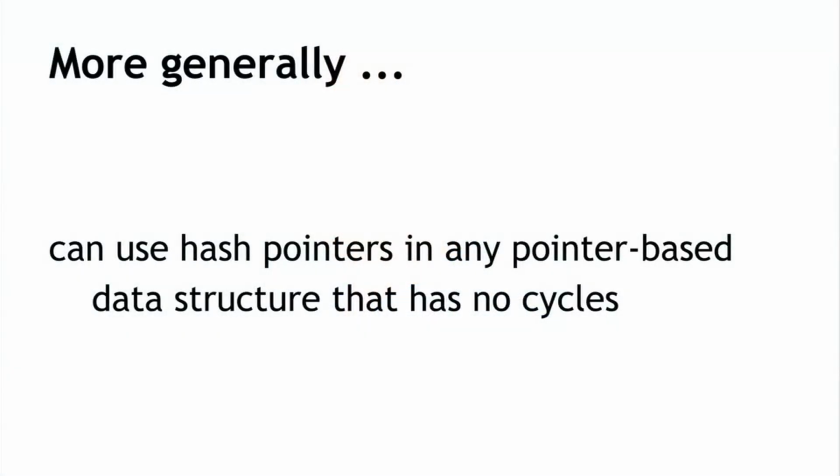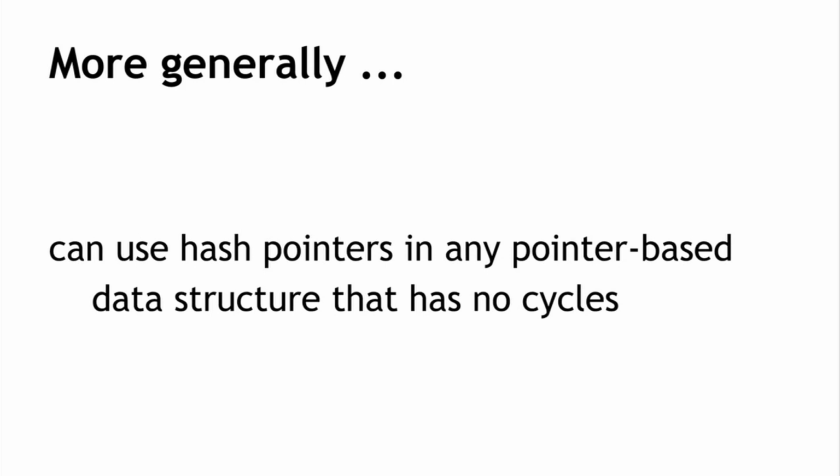We can do logarithmic time membership proofs, non-membership proofs if we sort the tree, and it's very efficient. More generally, it turns out that we can use hash pointers in any pointer-based data structure, as long as the data structure doesn't have cycles. If there are cycles in the data structure, then we won't be able to make all the hashes match up.